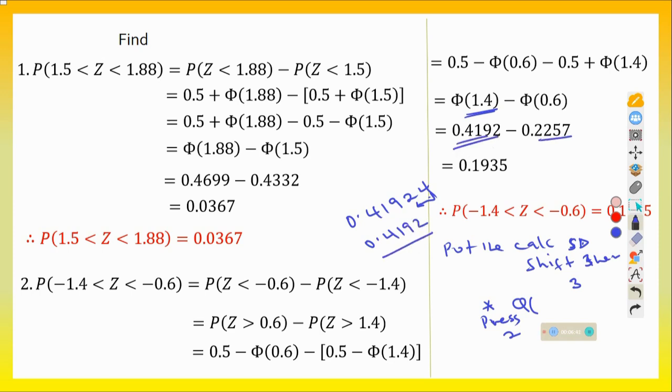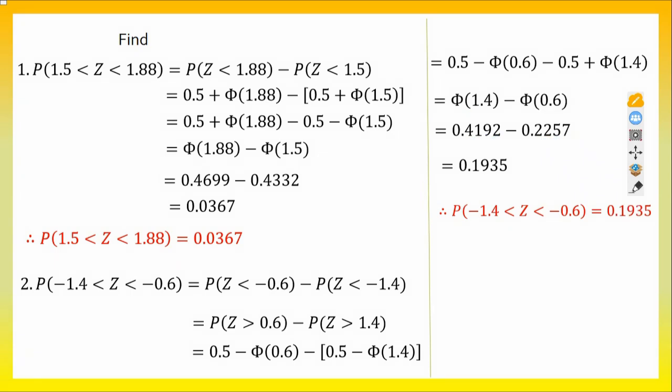If you need the table reading of 0.6, do the same. So put your calculator in STD, then press shift, then press 3, then after 3, press 2. Then take the Q. So Q is the value you are looking for. So for 0.6, put 0.6.